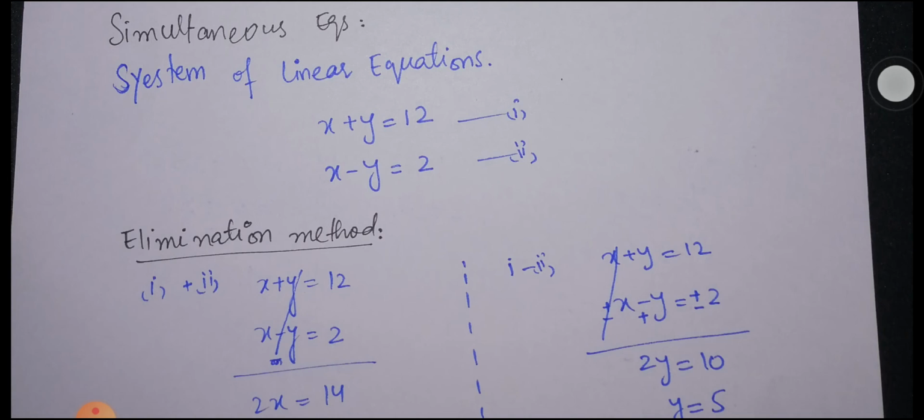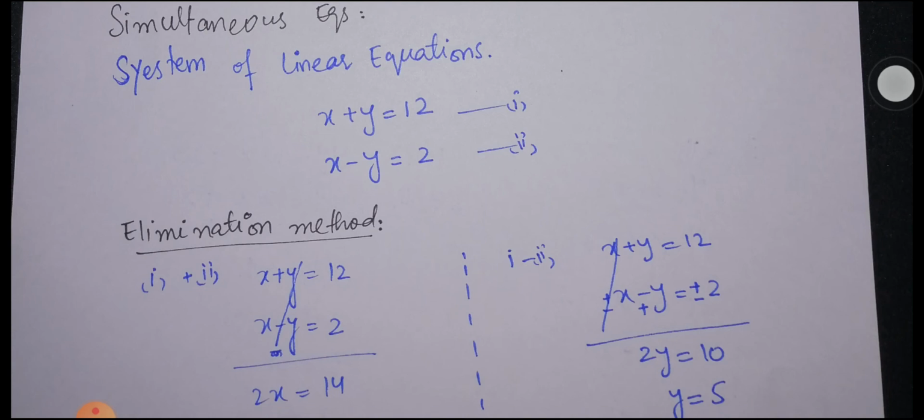For your course we are dealing with two equations with two unknowns, but we may have three equations with three unknowns, or four equations with four unknowns. For your course we are dealing with the system of 2 by 2, that is a system of linear equations with two equations and two unknowns. So let's say we have a system with the equations x plus y is equal to 12, and x minus y is equal to 2, the equation number 2.